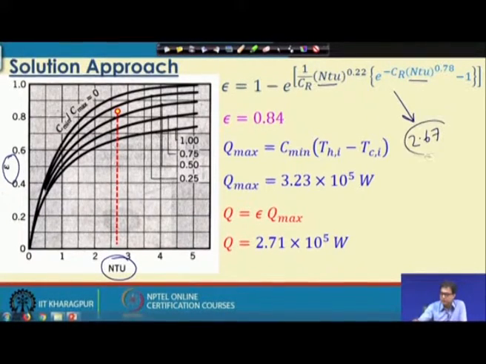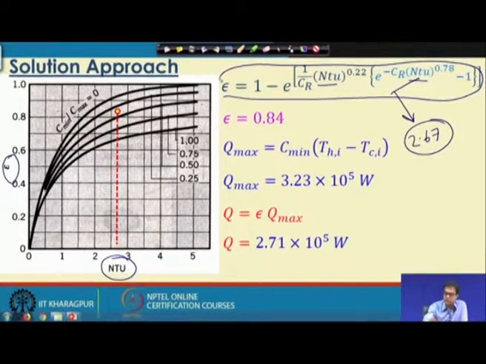2.67. Just now we have calculated it to be 2.67, and from that NTU value, ideally we should be able to put this value into this relation and find out the value of epsilon. Here, if we look at the Cr value, it is already known, NTU value is already known, and we can calculate epsilon, and we will find that this epsilon comes to be 0.84.